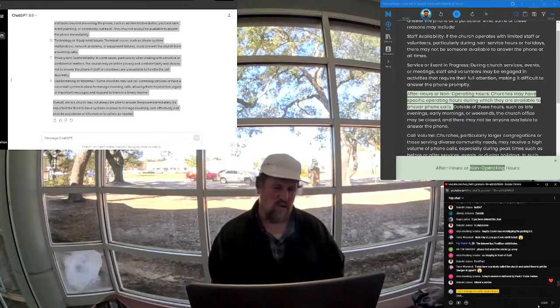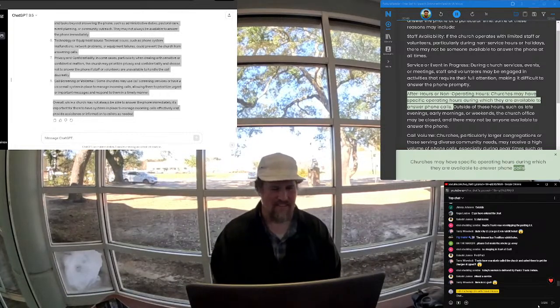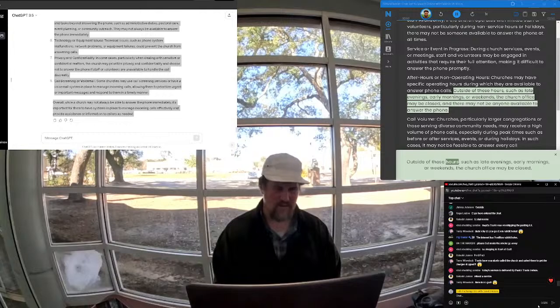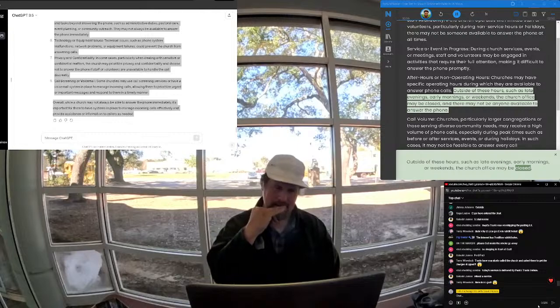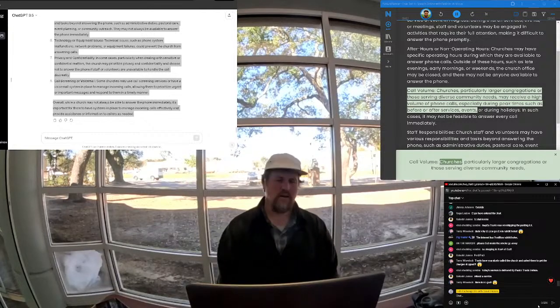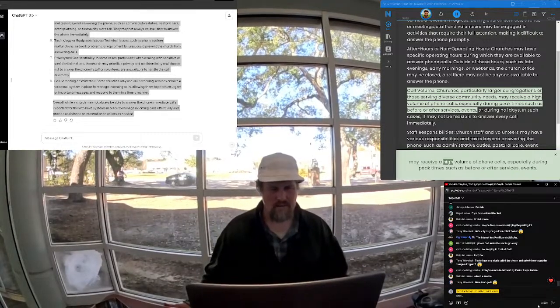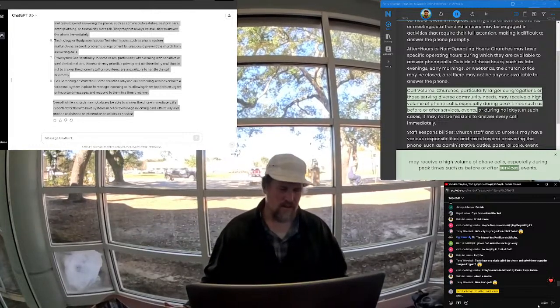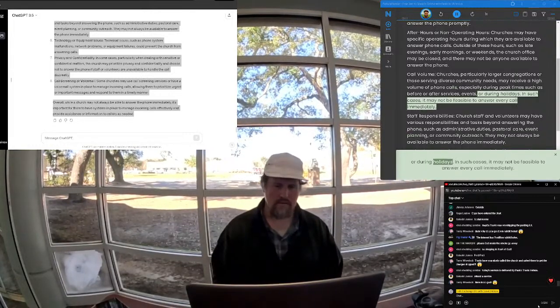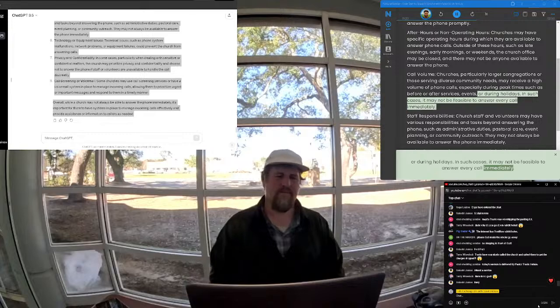After hours or non-operating hours, churches may have specific operating hours during which they are available to answer phone calls. Outside of these hours, such as late evenings, early mornings, or weekends, the church office may be closed, and there may not be anyone available to answer the phone. Call volume. Churches, particularly larger congregations or those serving diverse community needs, may receive a high volume of phone calls, especially during peak times such as before or after services, events, or during holidays. In such cases, it may not be feasible to answer every call immediately.